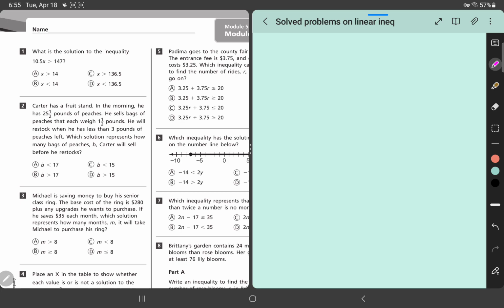Question number 2. Kat has a fruit stand in the morning. He has 25.5 pounds of peaches. He sells a bag of peaches that each weighs 1.5 pounds. So the weight of each peach is how much? Each peach is 1.5 pounds. This is the weight of a single peach.